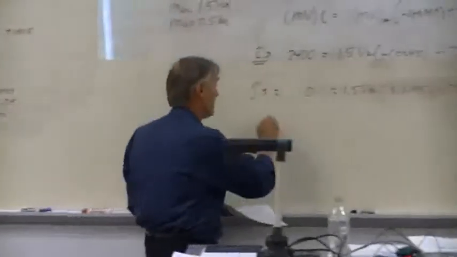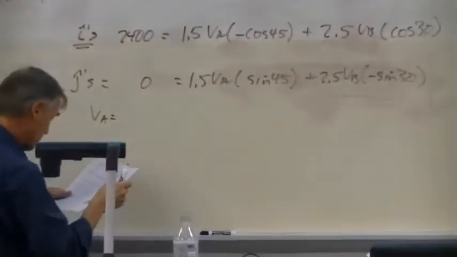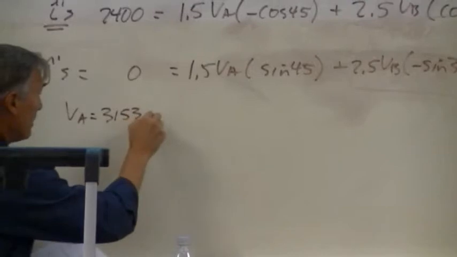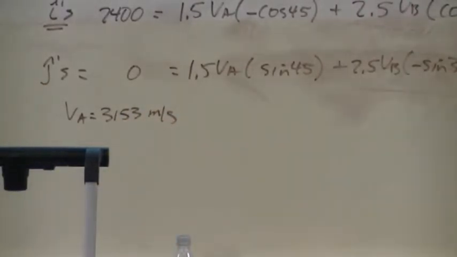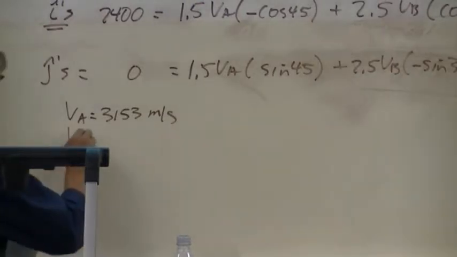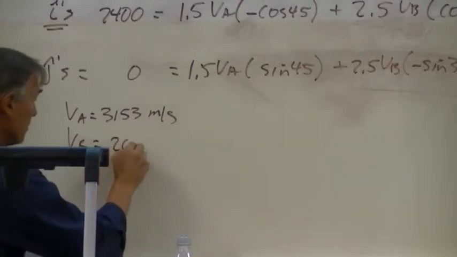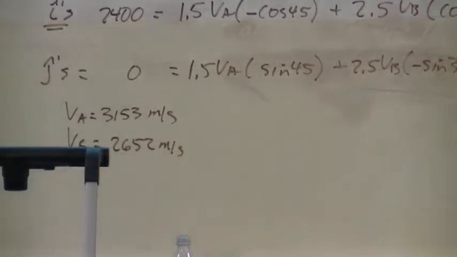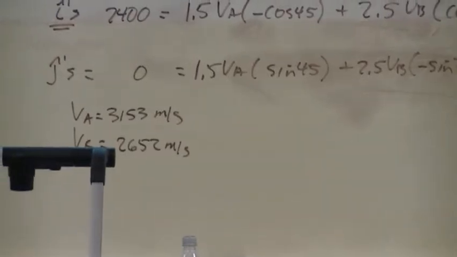So I got v_A is equal to 3153 meters per second. Whoa! That's high. And v_B is equal to 2652 meters per second. So that's curious, isn't it? It approaches a hole at only 600 meters per second. It explodes into two pieces, and we got one of them going backwards at 3,000 meters per second, and the other one going forward at 2,000 meters per second. So it tells me that's a pretty big explosion that sent those pieces going that fast.